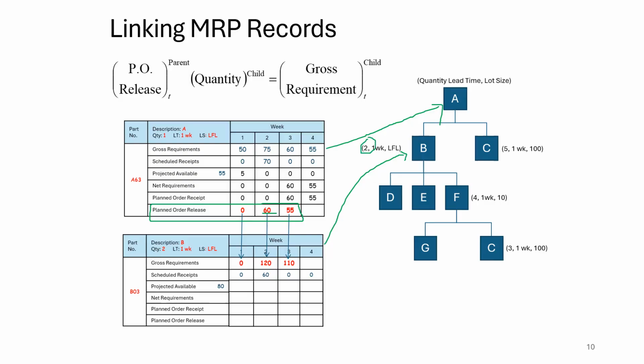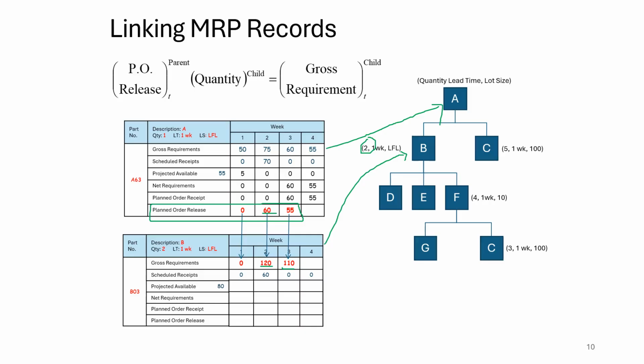So if you need 60 units of product A to be released in week 2, then we should have 120 units of product B ready in week 2. So our gross requirements for product B in week 2 is 120 units. Similarly, for week 3, it is 55 into 2, 110 units, and so on. So the planned order release for the parent component in the MRP records multiplied by the quantity required per parent component of the child component gives the gross requirement for this child component in the MRP system.